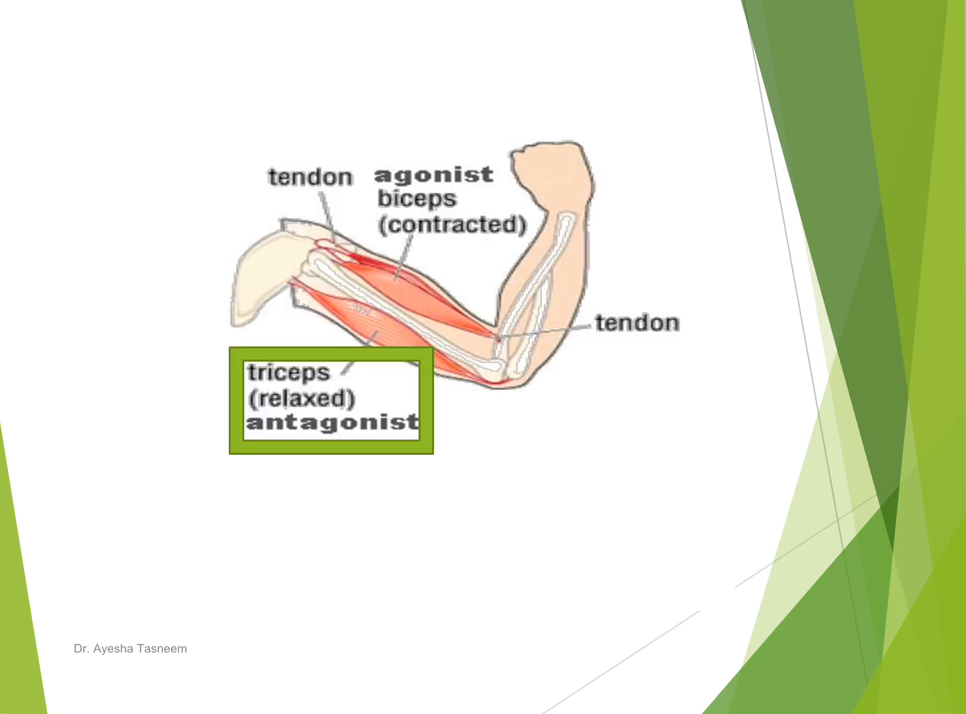Here you can see the triceps that are labeled. The agonist is the biceps that is contracted, and the triceps is the antagonist, so that should be relaxed during this flexion movement at the elbow joint. We are discussing the same example, so you can have a clear idea what a prime mover is, what is the synergist, and what is the antagonist.